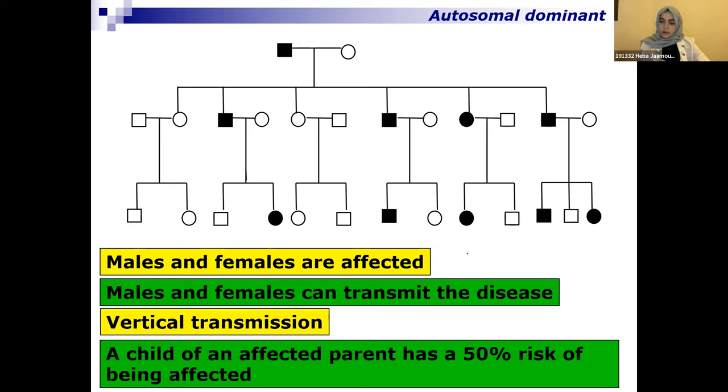But before moving on to how the pattern looks in autosomal recessive, any questions? Yeah, I have a question. So, how do we know if it's dominant or not? Okay, we'll get to that in a bit, but very good thinking. Generally, it depends on the nature of the disease and what genes it's affecting specifically, but we'll get to that in later slides, okay? All right.